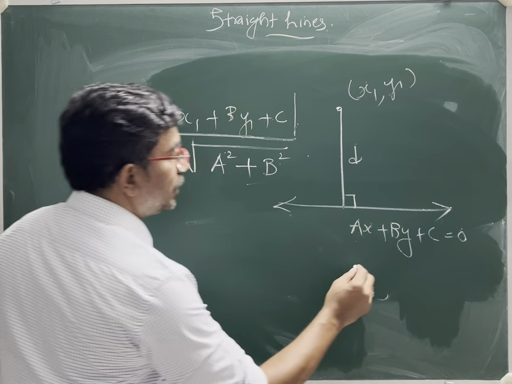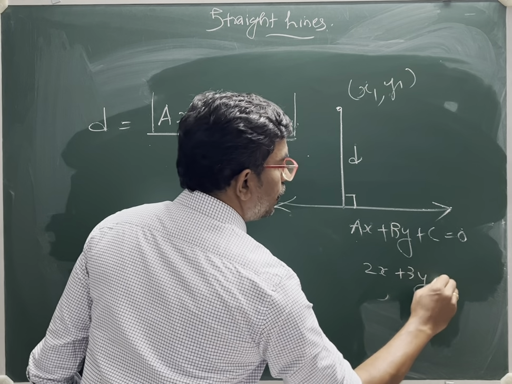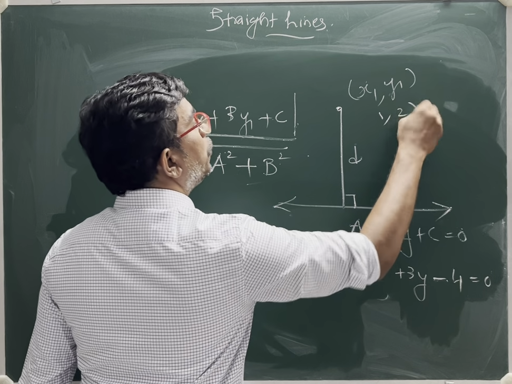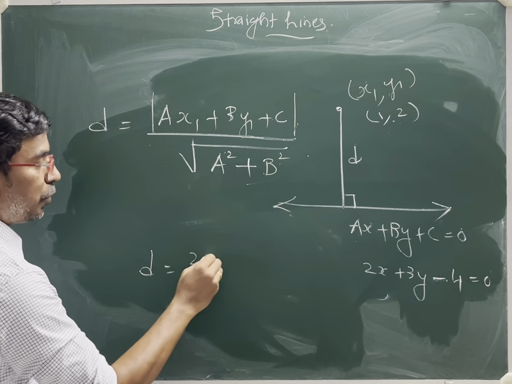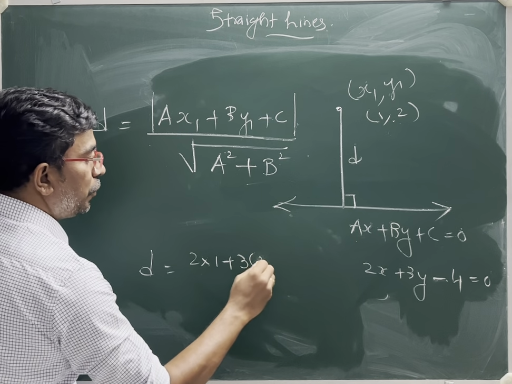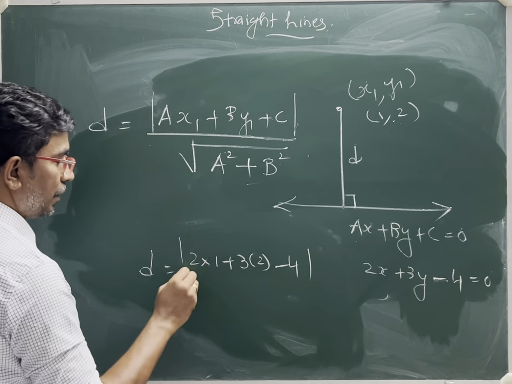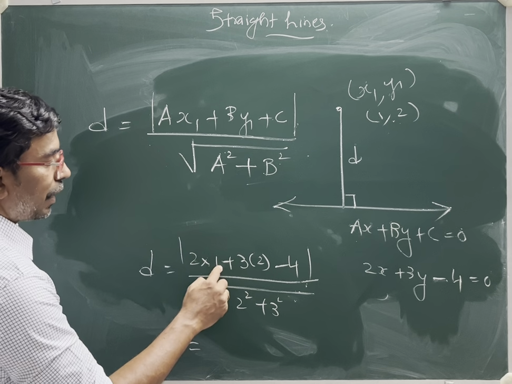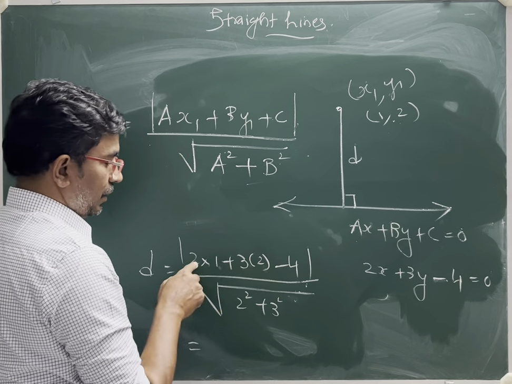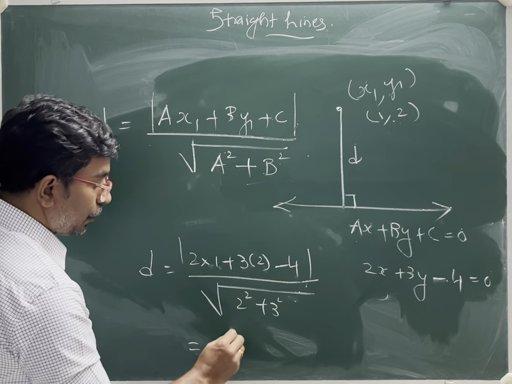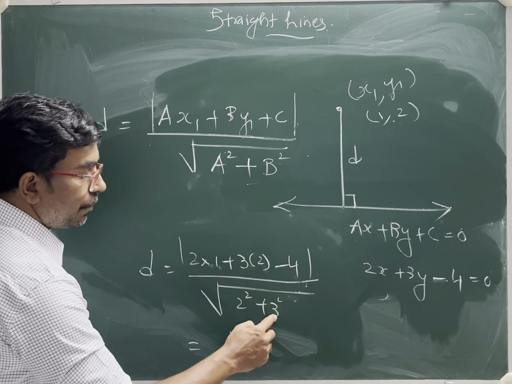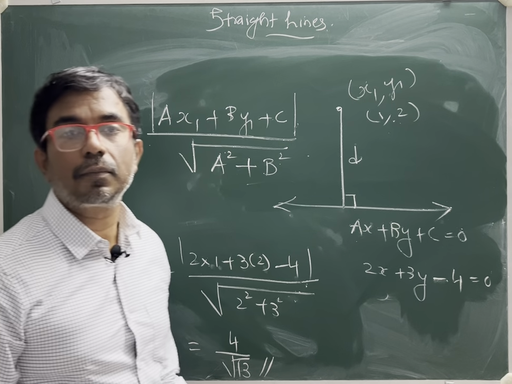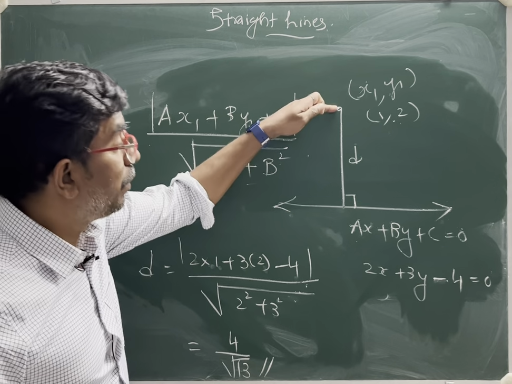I'll tell an example. Suppose this is 2x plus 3y minus 4 equal to 0. This is the point 1, 2. So the distance will be modulus of 2 into 1 plus 3 into 2 minus 4, divided by root of 2 square plus 3 square. So this will become 2 into 1 is 2, 3 into 2 is 6, 6 plus 2 is 8, 8 minus 4 is 4. So that is already positive. Divided by 2 square is 4, 3 square is 9, so 13. Root 13. This will be the distance. This is how you find distance between a point and a line.